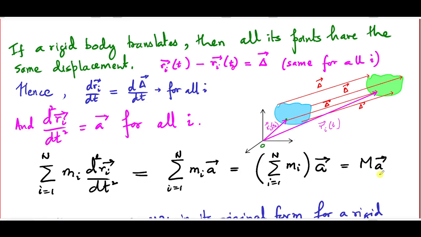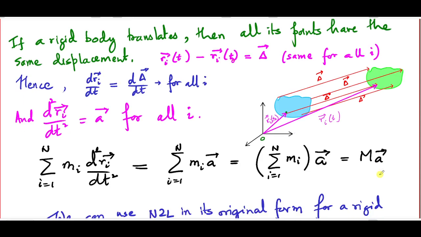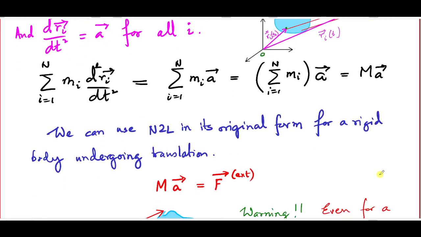So now, for a rigid body undergoing translation, we can actually use Newton's second law in just the original form which is valid for point particles. Sigma mi d2ri/dt2, the left hand side of our Newton's second law for a system of particles, simply becomes capital M times a, and that is equal, as we have already seen, to the net external force F external. The only difference between the point particle version of Newton's second law and this one is that here the force exerted is a net external force.